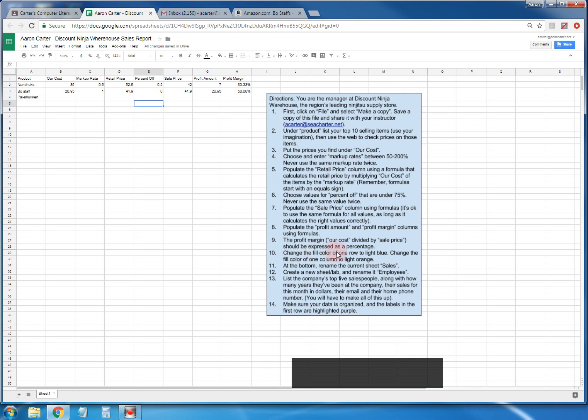Change the fill color of one row to light blue. Well, make sure you're changing one of the colors in your table. Highlight a row. You can go to Format.